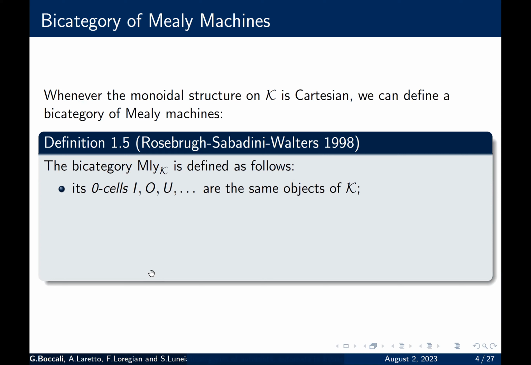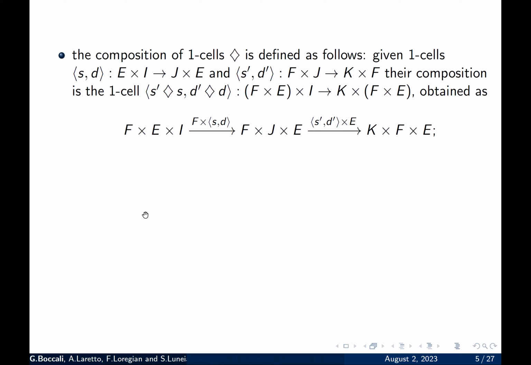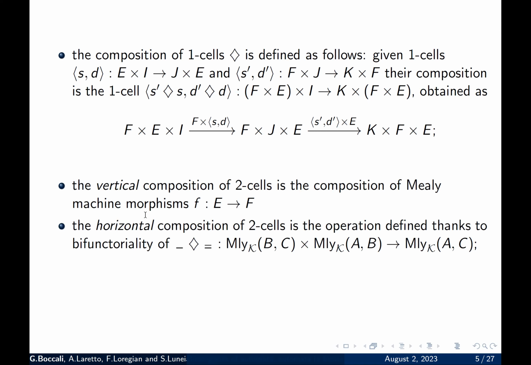Obviously, in most cases, the interesting monoidal structure is Cartesian. And in such cases, we can define a bicategory of Mealy machines. This definition was first found by Lavore-Gianola-Román-Sabadini-Walters in 1998. The bicategory of Mealy machines in K has as objects the objects of K, as one cells, as one should expect, from I to O, Mealy machines from I to O, and as two cells, Mealy machine morphisms. Obviously, the rest of the data, such as composition of one cells and horizontal and vertical composition, is inherited from K itself.